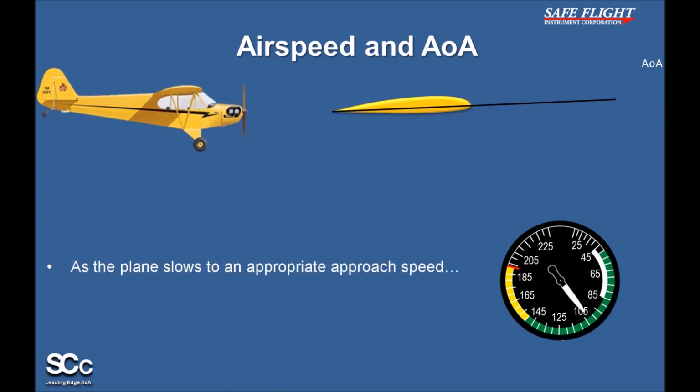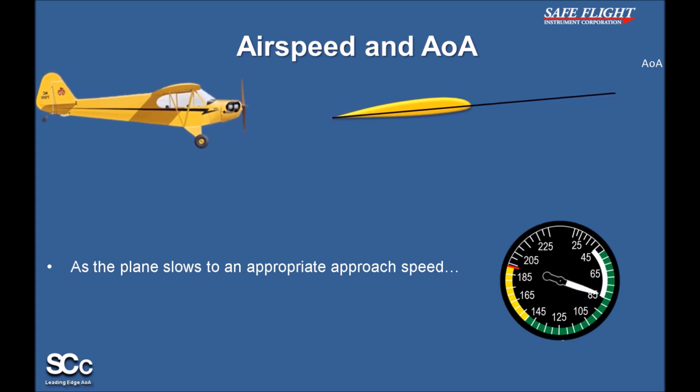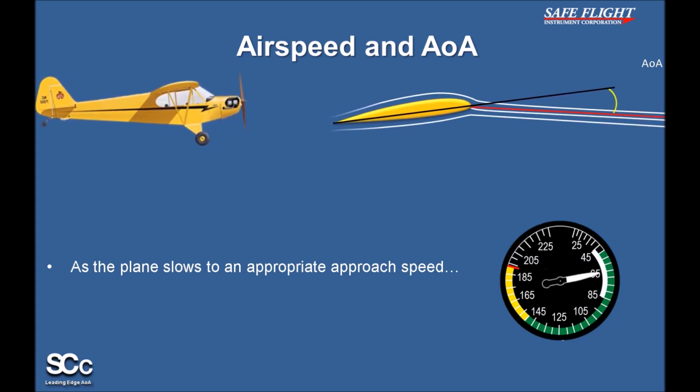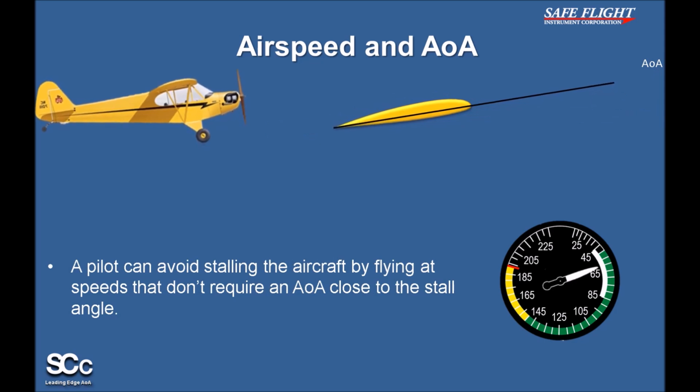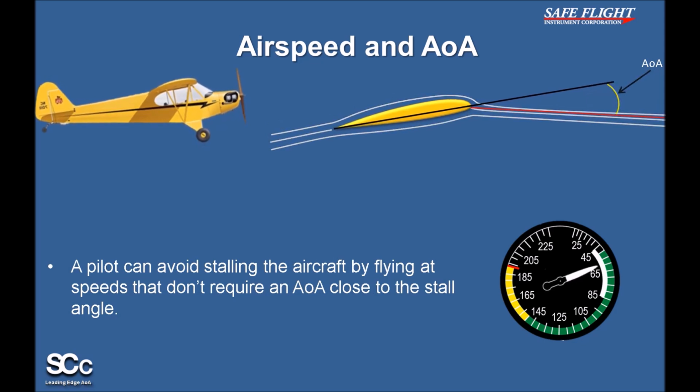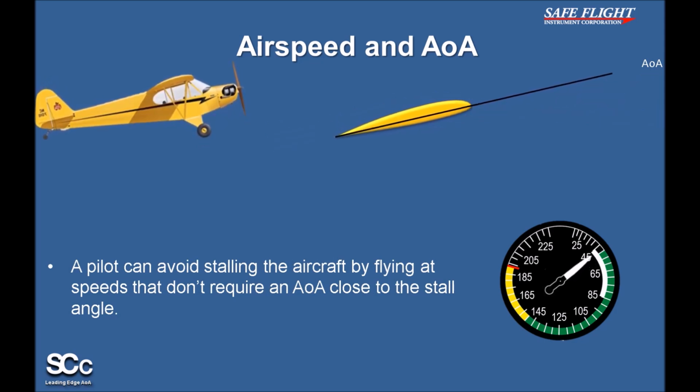As the plane slows to an appropriate approach speed, the angle of attack is increased to maintain the flight path. A pilot can avoid stalling the aircraft by flying at speeds that don't require an angle of attack close to the stall angle.